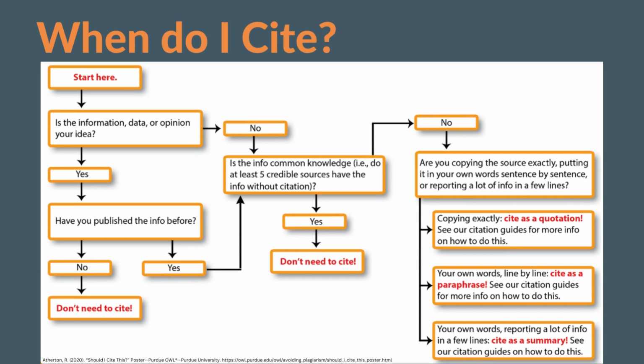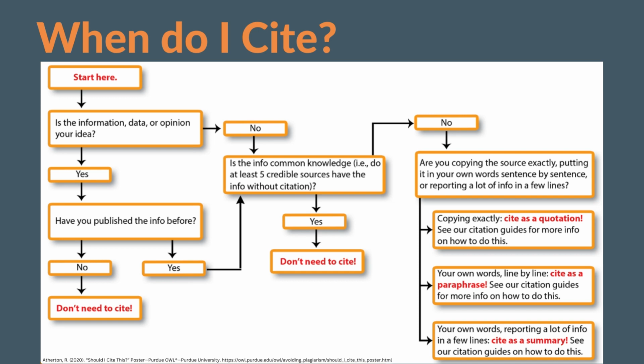So when are we supposed to cite? This is a nice little flowchart from Purdue OWL. If you are writing down your own ideas, thoughts, and opinions, then you do not have to cite that information unless you've been fortunate enough to be published before. If the information is common knowledge, you don't have to cite.